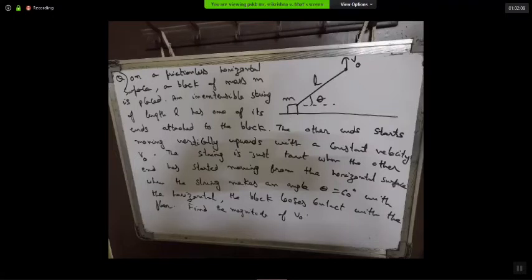Sir, is the answer something like under root of GL by 2 root 3? What is the approach? Sir, in the reference, first I found out the velocity of block at that instant theta. That we can find because the length of the string should not change, so that constant we can use. It will come out v naught tan theta.